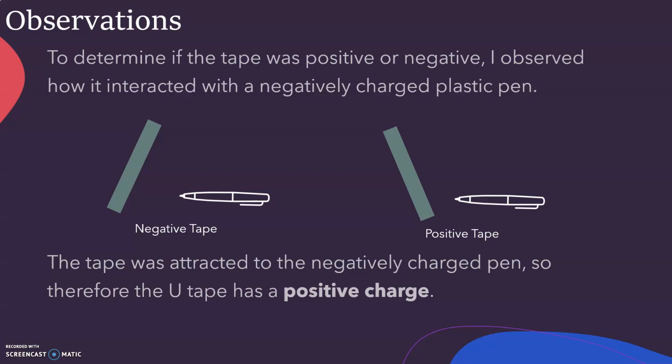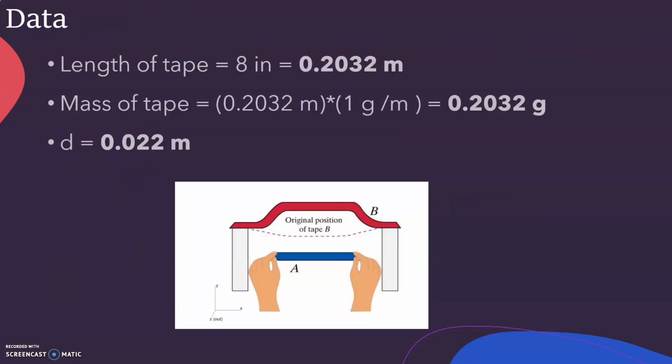To determine if the tape was positive or negative, I observed how it interacted with a negatively charged plastic pen. And since it was attracted to the pen, the upper tape that I made has a positive charge. My specific data for the experiment is that I used two pieces of tape that were 8 inches in length, therefore their mass was about 2.2 grams, and the distance when the upper tape began to float was 2.2 centimeters.